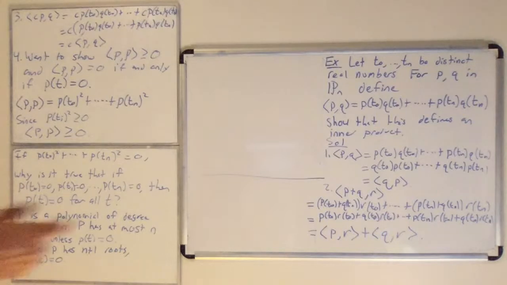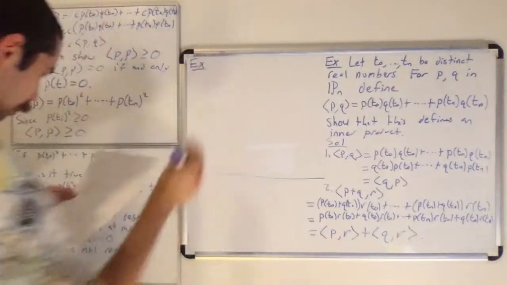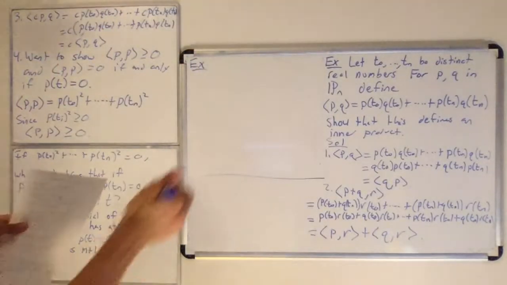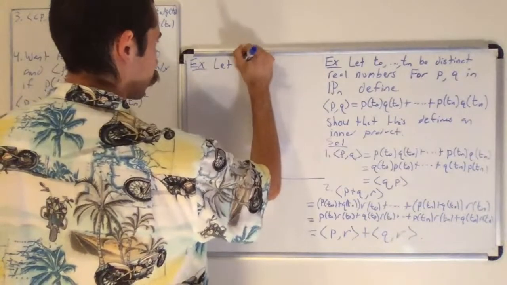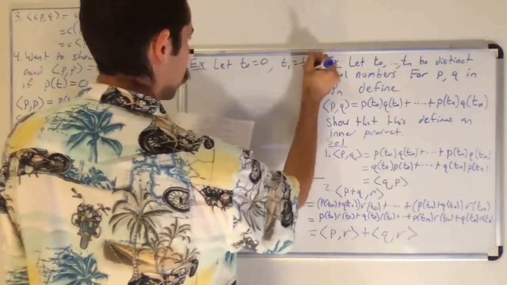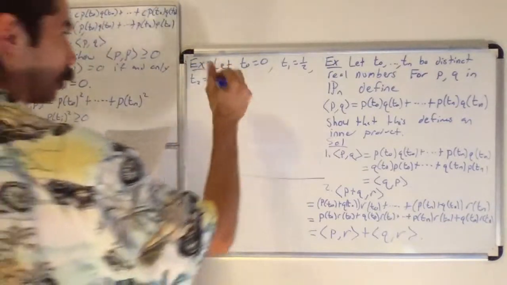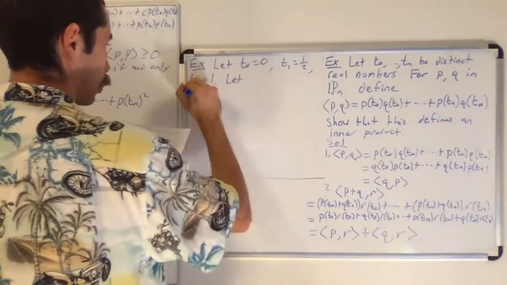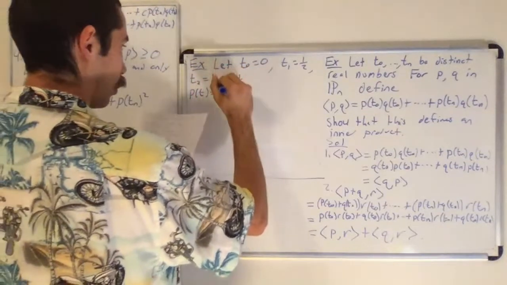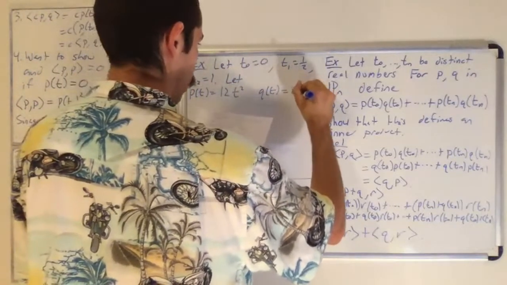All right, let's take a look at an example with actual numbers and actual functions. We'll let t0 equal 0, t1 equal 1/2, t2 equal 1. We'll let p of t be the polynomial 12t squared, and q of t be 2t minus 1.